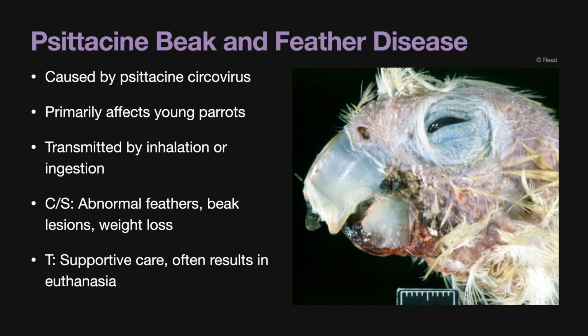Psittacine beak and feather disease is caused by psittacine circovirus. This condition primarily affects young parrots and is transmitted by inhalation or ingestion. Clinical signs include abnormal feathers, beak lesions, and weight loss. Treatment typically focuses on supportive care, but these cases typically have a poor prognosis and often result in euthanasia.